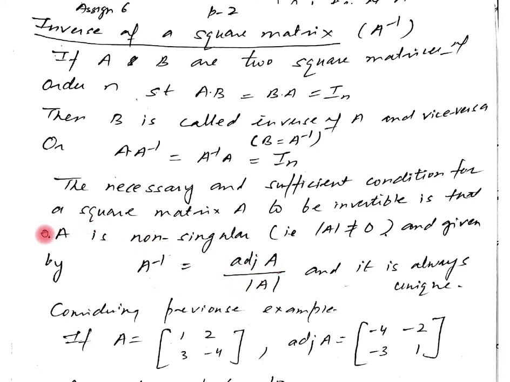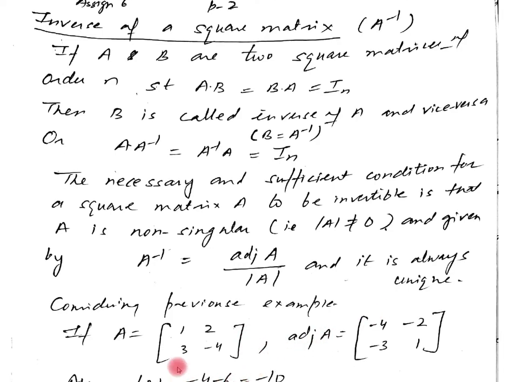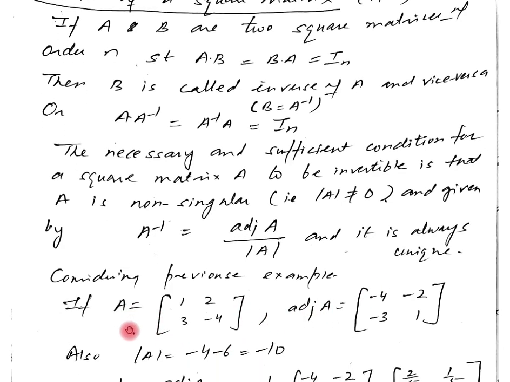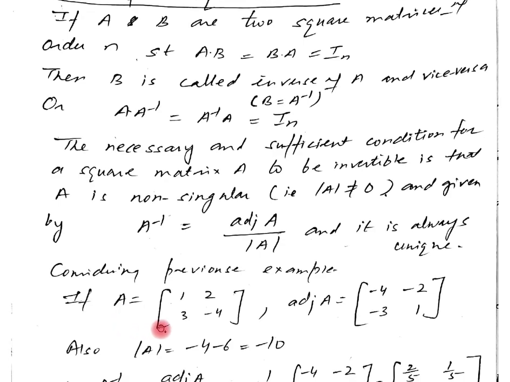In the previous question we found the adjoint of a square matrix of order 2 and the adjoint of a square matrix of order 3. Now if we divide those values of the adjoint by its determinant, then it is known as the inverse of the given matrix, and it is always unique. Let us consider the previous example. In the previous example we were given a square matrix of order 2 and we found the adjoint of that matrix, which I have explained earlier.